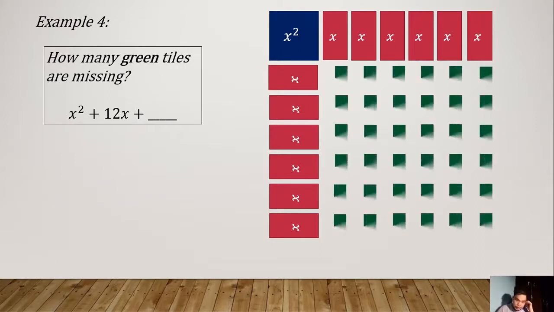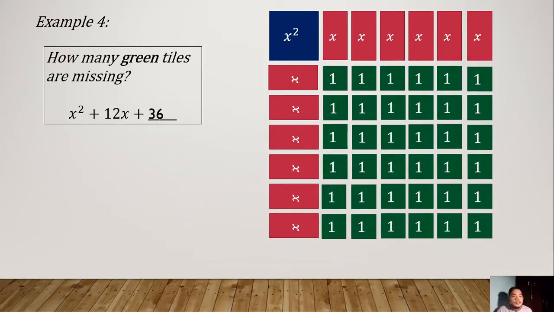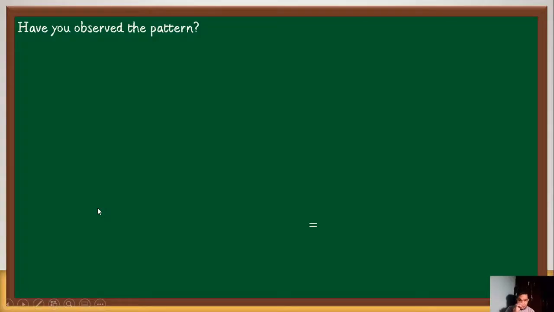Okay, so the answer is 36. There are 36 green tiles missing. So 6 times 6 is 36. So, have you observed the pattern?